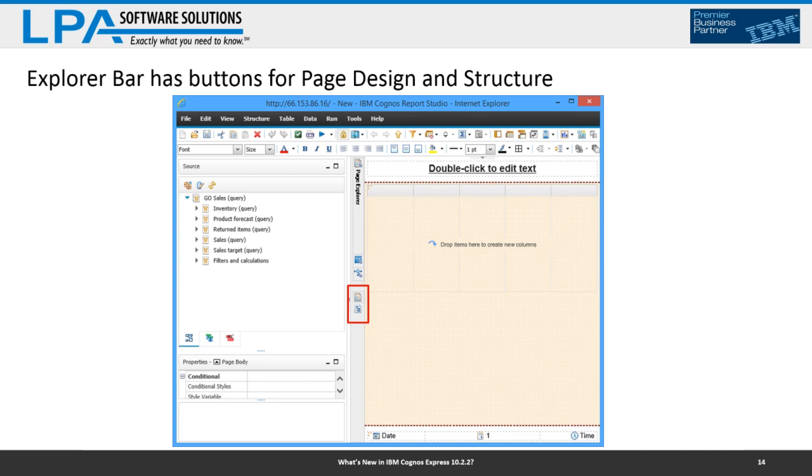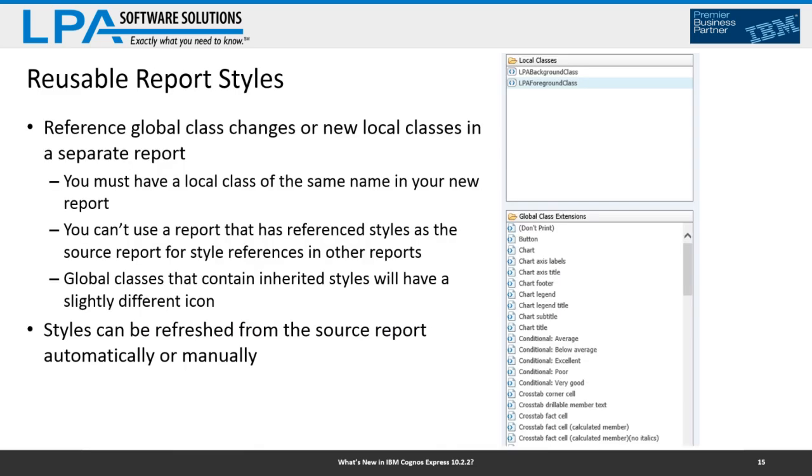So jumping in first of all to the new buttons. On the Explorer bar in Report Studio, two new buttons have been added. This is not new functionality. They used to be under View, and you would do View Page Design or View Page Structure. Now, getting to the page design and page structure is just clicking these two buttons on the Explorer bar. So not new functionality, just a new way to leverage or get at that functionality.